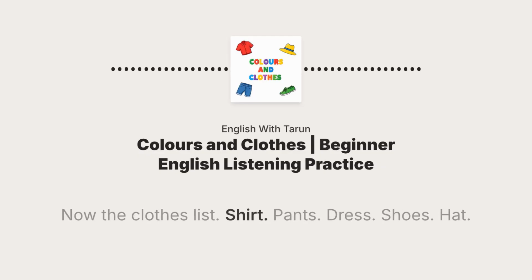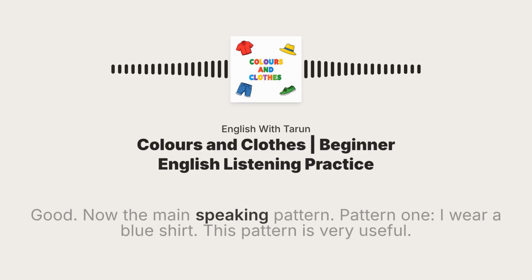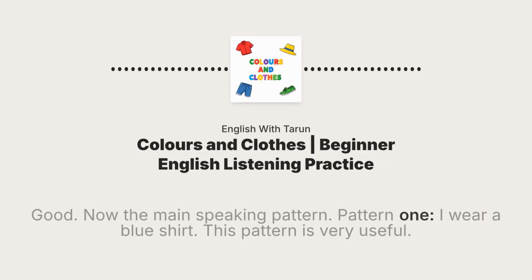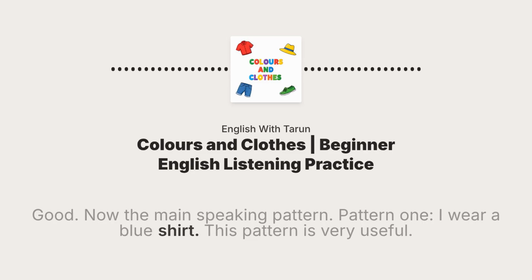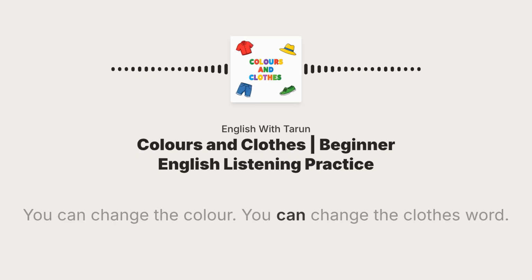Now the clothes list. Shirt, pants, dress, shoes, hat, jacket. Good. Now the main speaking pattern. Pattern 1. I wear a blue shirt. This pattern is very useful. You can change the color. You can change the clothes word.